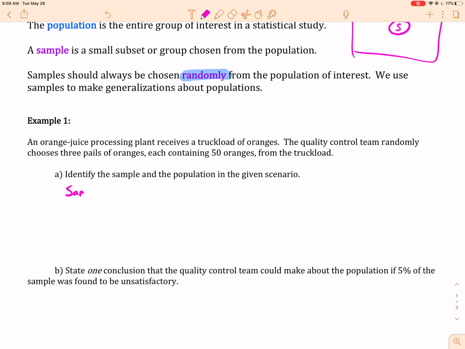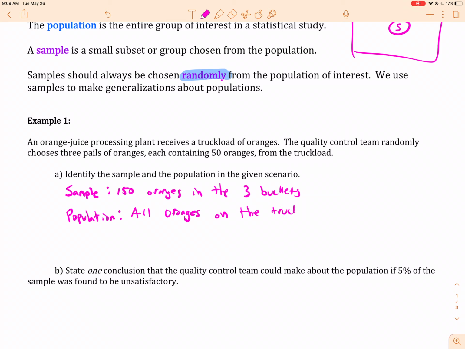So the sample that they're checking are the 150 oranges in the 3 buckets, and the population would be all oranges on the truck, right? So again, you can kind of see this makes sense. Why would you check every single orange? It seems like a complete waste of time. Randomly check some oranges, and if those are good, then we might be able to say more about the population.